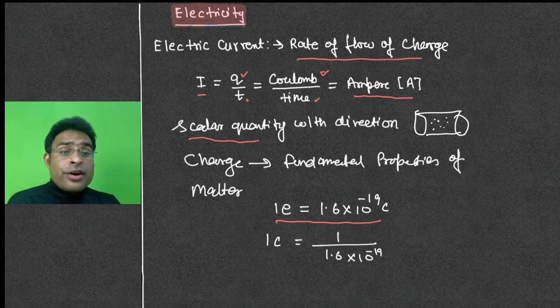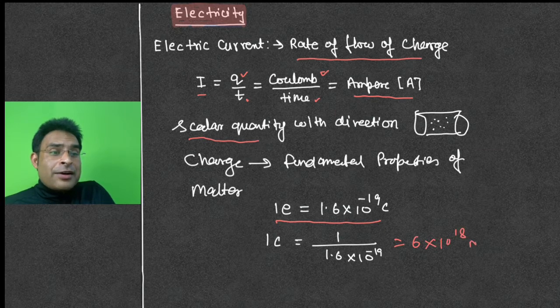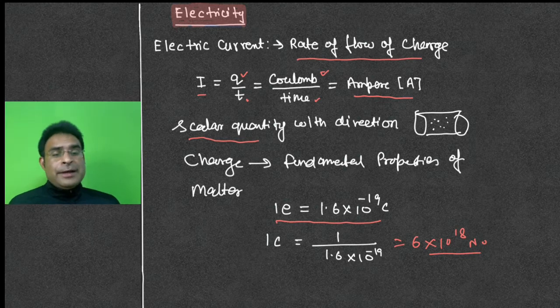All right. Now if I ask you how many electrons make 1 coulomb, you can divide by this whole thing, and you will get approximately 6 into 10 raised to 18 electrons. So in 1 coulomb this many electrons will be there.